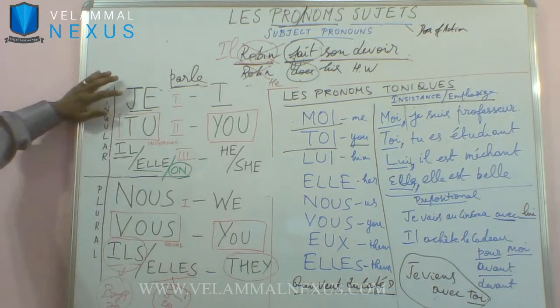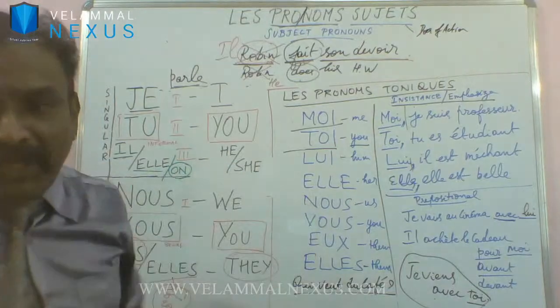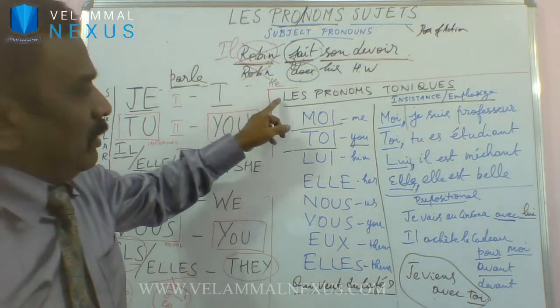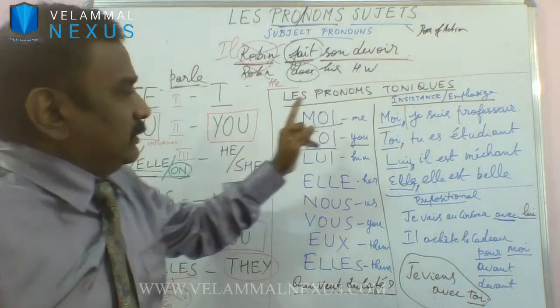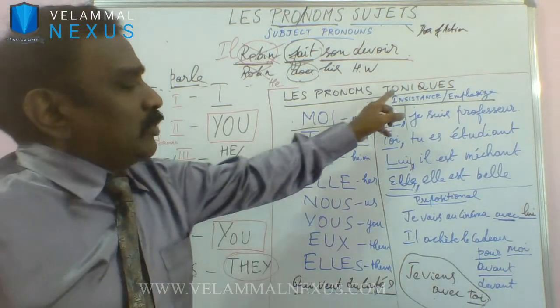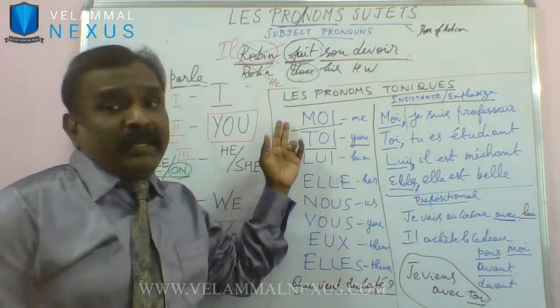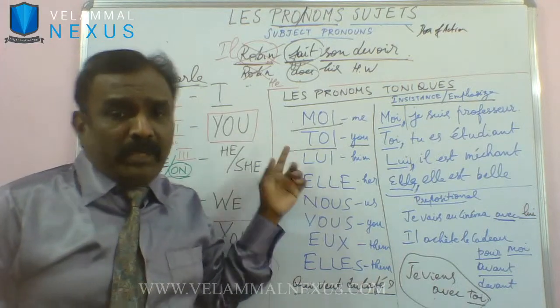Next we'll go with the pronoms toniques. Les pronoms toniques. I can see students reading it as moi, toi and all that. It's not moi, toi. It's moi.